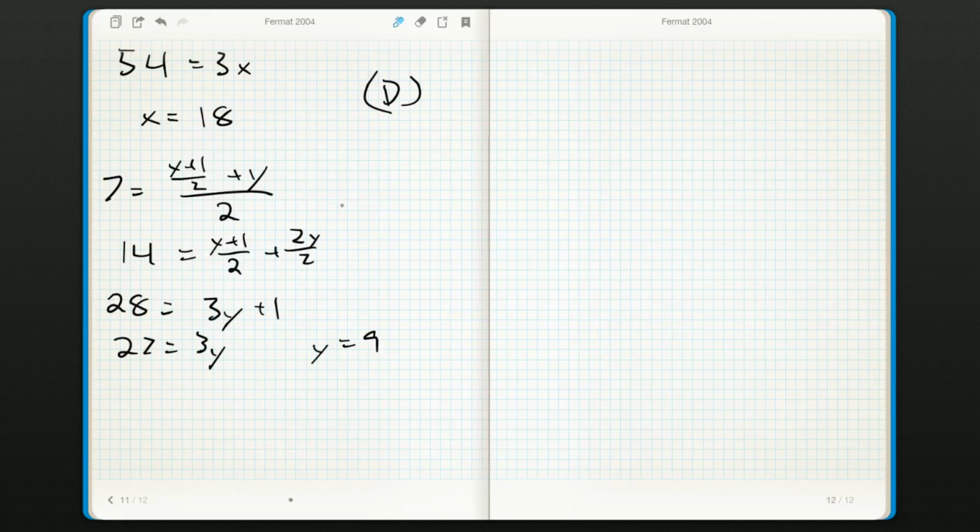Either way would do it. You could have solved for the y coordinate, or the x coordinate. You could have even solved for both. And however you do it, you still get an answer of D.